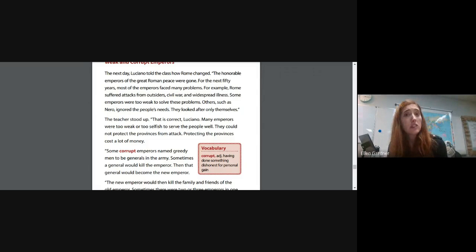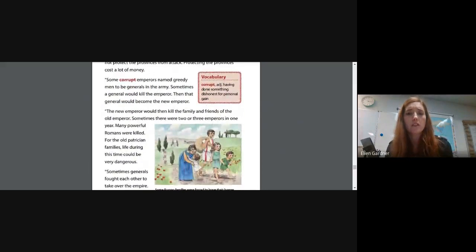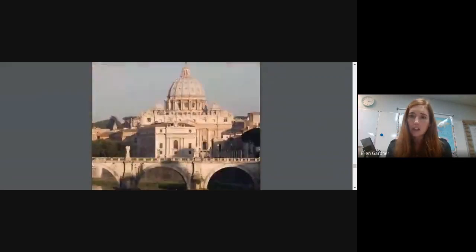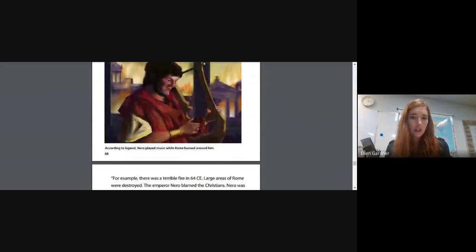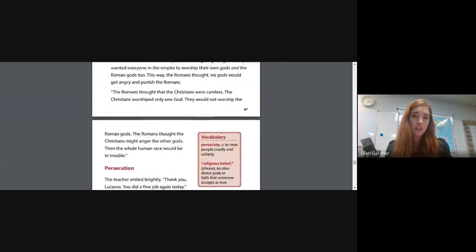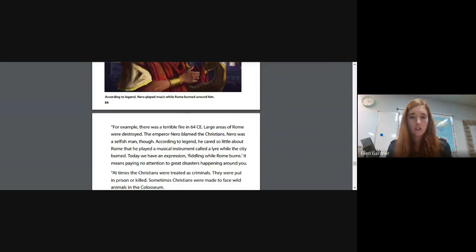They looked after only themselves instead. So Nero is considered one of the worst, if not the worst, emperor in all of Roman history. He was one who is said to have just been playing a violin, I think it was, or you might remember better than me because I think it was in our last one. Actually, let me just look back in the book. Here it is. He's playing the lyre while Rome burned around him.